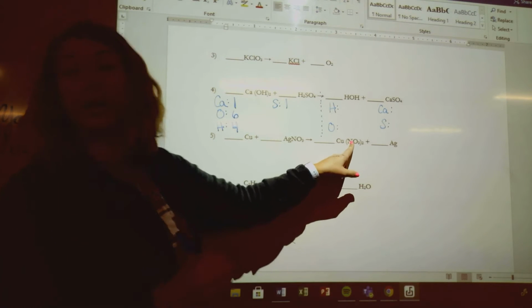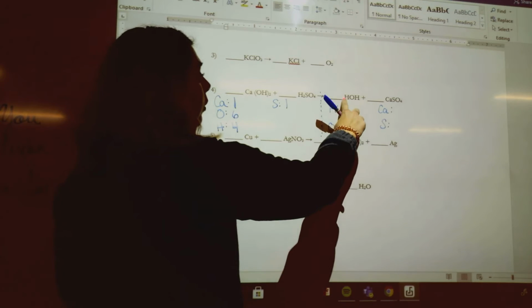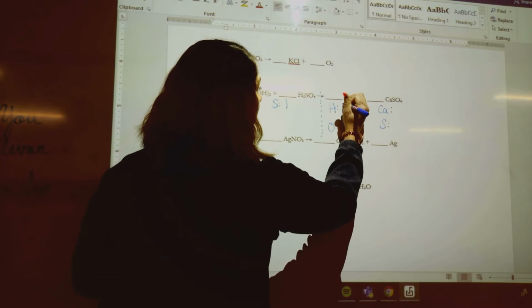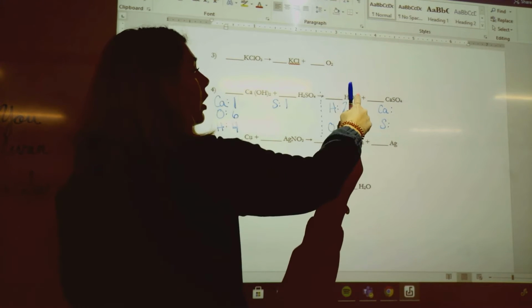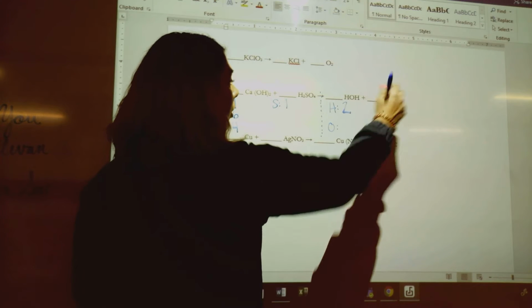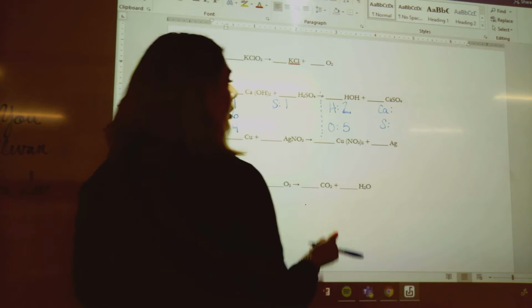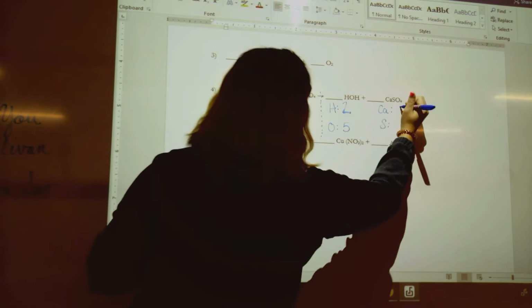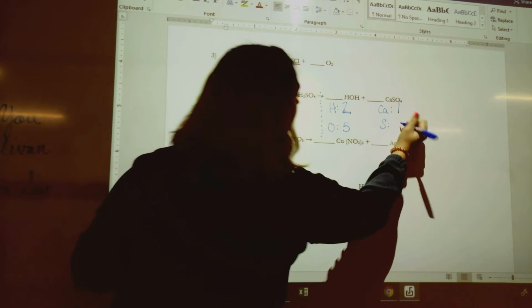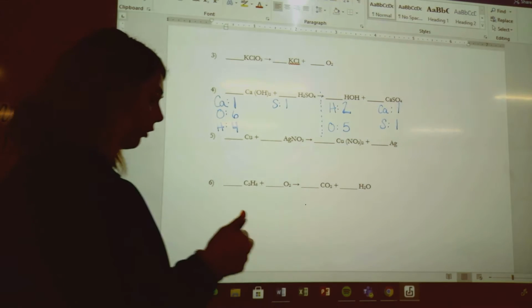Make sure I'm not blocking it. Okay. On this side, we have 1, 2 H's. 1 O plus 4 O's, 5 O's. 1 Ca. And 1 S. I'm going to switch markers.